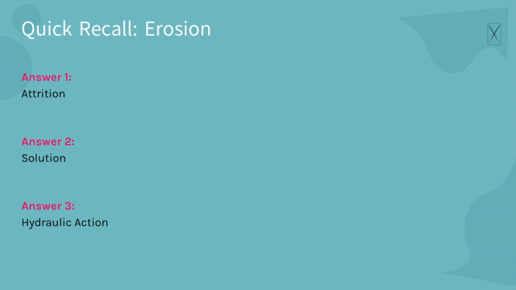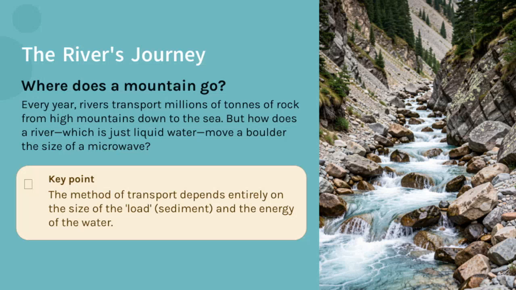Hydraulic action happens when the force of water traps and compresses air in cracks, helping to break rock apart. These processes matter because they help create the load that rivers then transport downstream. Now let's think about the river's journey. The slide asks an interesting question. Where does a mountain go?